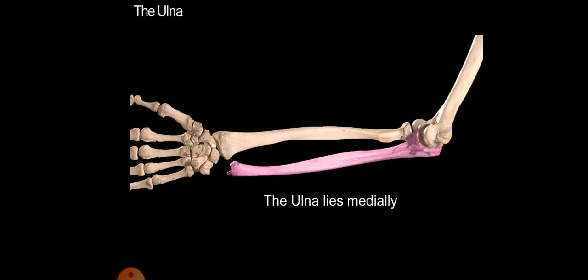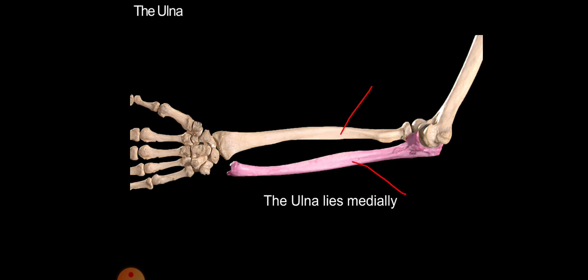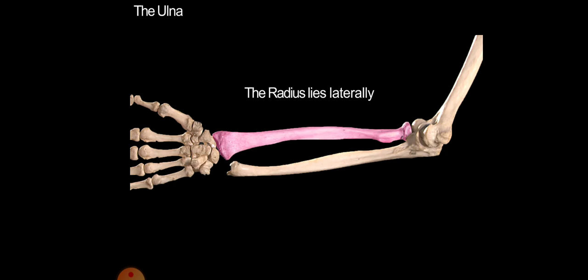Here I am going to tell you about the anatomy of ulna. Ulna is one of the bones in the forearm and it lies medially. On the lateral side we have the radius. This is radius, and on the medial side we have ulna. This is the radius lying on the lateral aspect of the forearm.